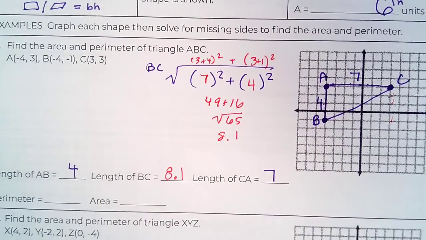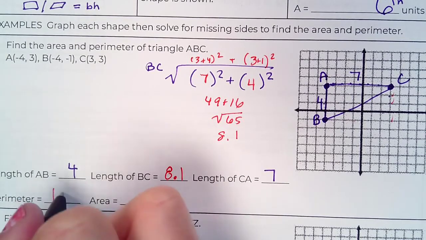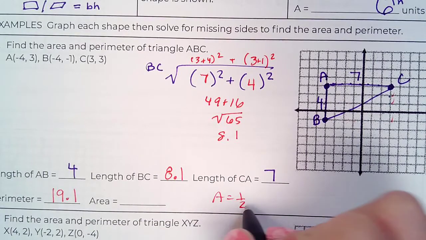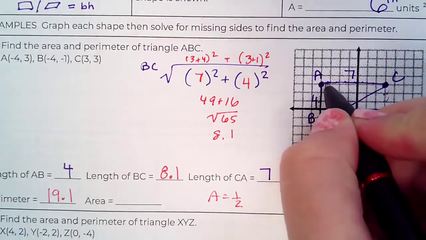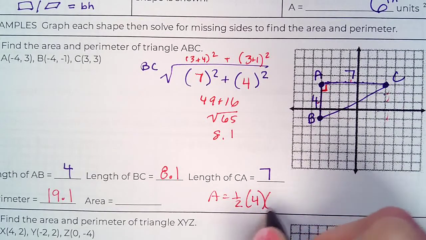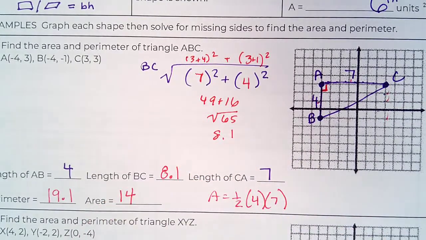So perimeter is me adding those all up together. So 4 plus 8.1 plus 7 is 19.1. And area is 1/2 base times height. So I have to look for the right angle. So here's our right angle. So 1/2 times 7 times 4, so we should get 14.